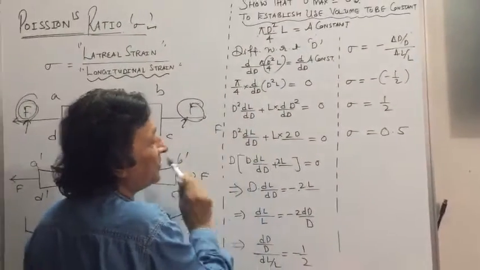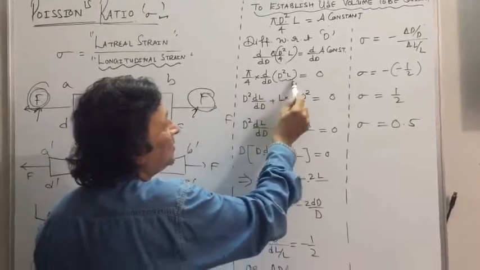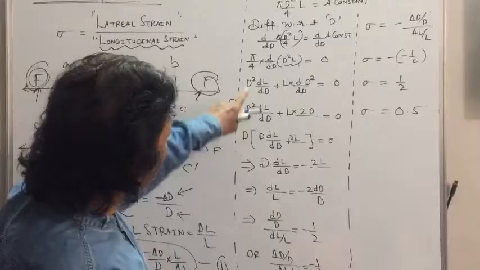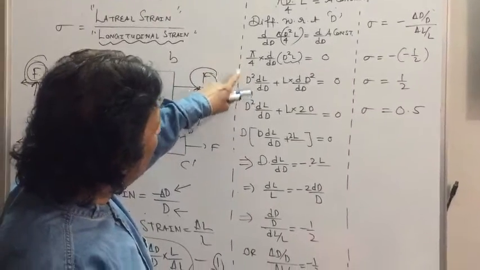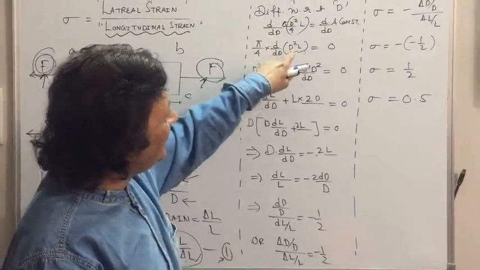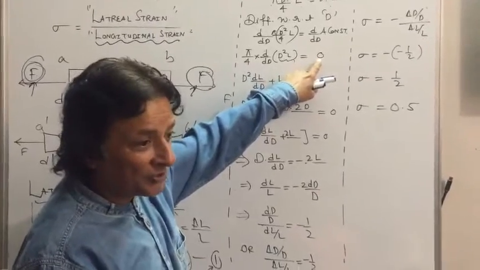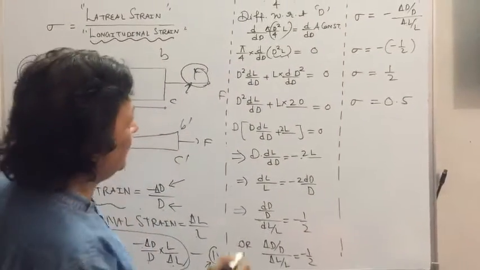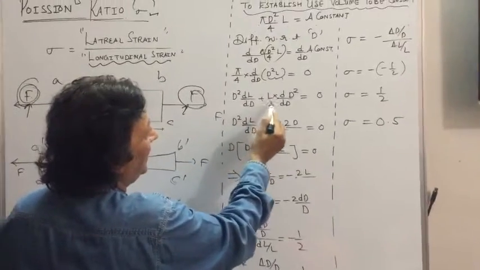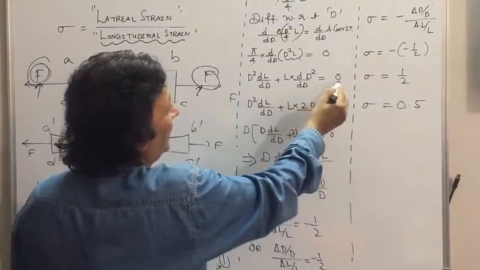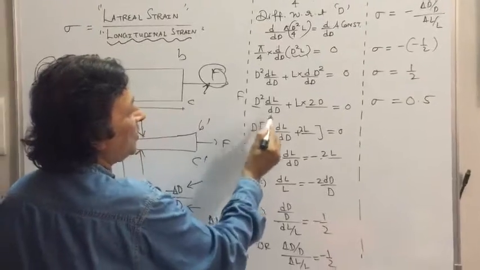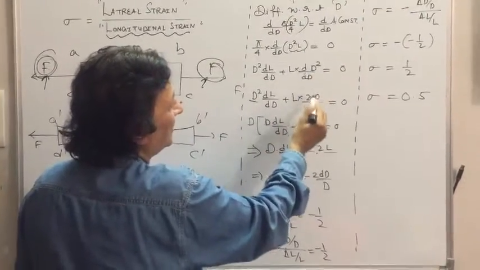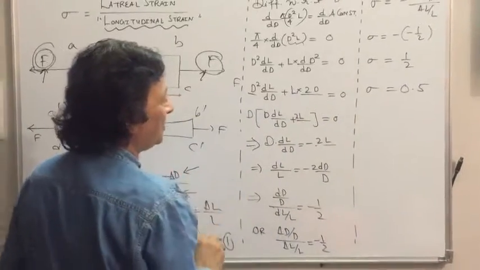So pi by 4 is constant. Pi by 4 into d of d square L, equals d of constant. Constant is what? 0. So d square dL by dD plus L into d of d square by dD equals 0. D square dL by dD, L is taken out, d of d square by dD is 2d, equals 0.